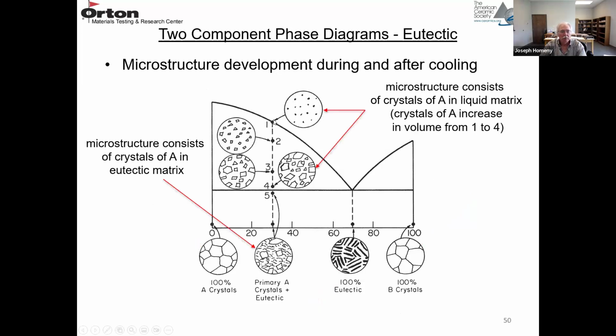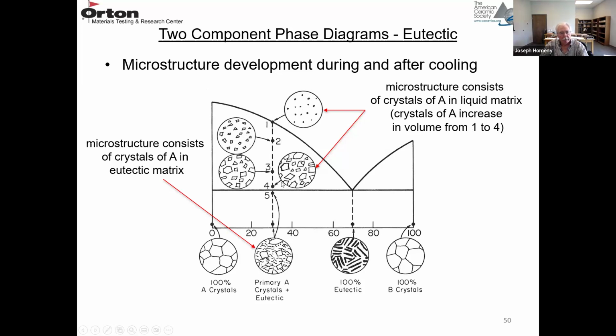So we go from the liquid to point 1. We start to see small crystals, small concentration of small crystals forming. So the microstructure consists of crystals of A in a liquid matrix. And as we go from 1 to 2 to 3 to 4, lowering the temperature, the amount of A crystals keeps increasing from 1 to 4. So the crystals are growing in size and amount, and they become larger and larger. So now we have larger crystals in the liquid matrix.